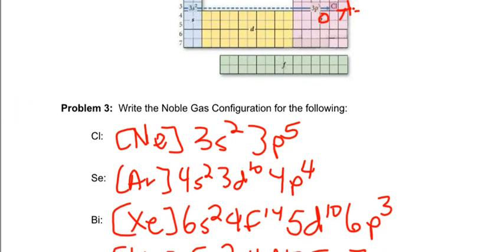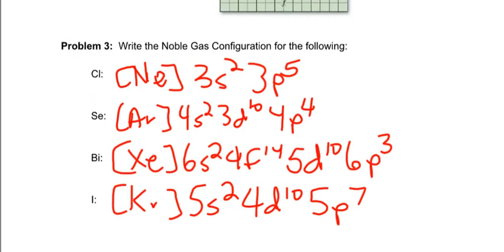Bismuth is down here. Here's bismuth about right there. So it was xenon, 6s2, 4f, don't forget your f's, 4f14, 5d10, and 6p3. And then the next one is iodine, which would be right here. Here's iodine. And so that would be 5s2, 4d10, 5p7.